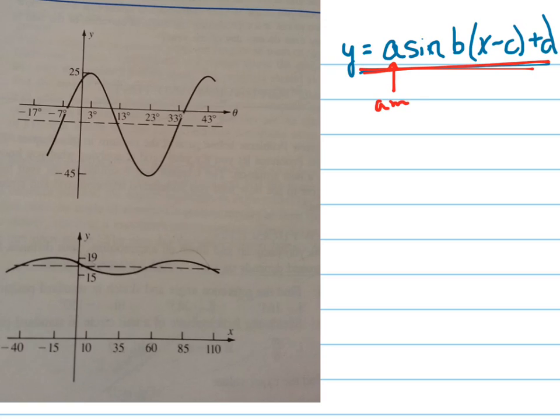A is the amplitude. So for this one, notice that this is the center line, that dotted line. The amplitude is going to be whatever this total distance is from 25 to 45, which is 70, divided by 2. So A equals 35, and it could either be a positive or a negative 35, depending on where we start. Let's say we start right here, and we'll keep it positive because it starts going up.